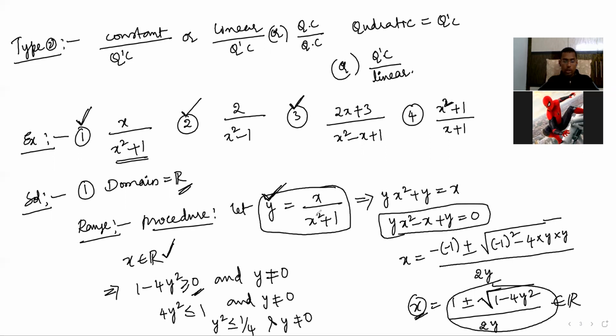Yes, sir. So in this case, here y value is 0. Let's say y is not equal to 0, because by seeing this, I said y is not equal to 0. But if y is 0, what will happen? If y is 0, then you will get x by x square plus 1. Yes or no?